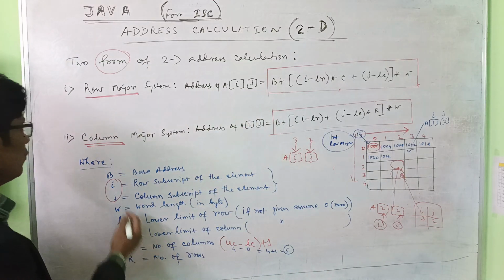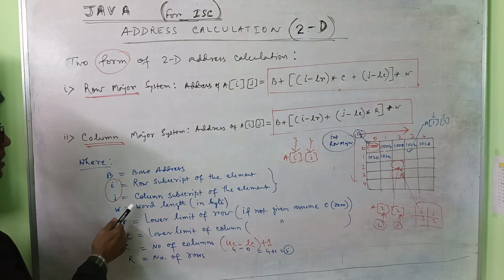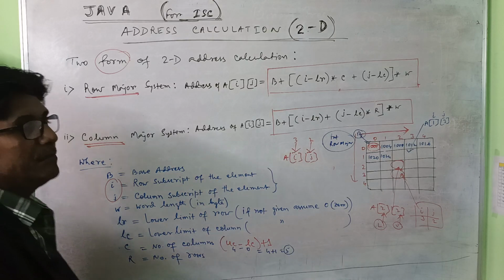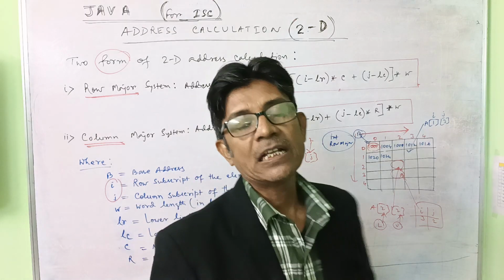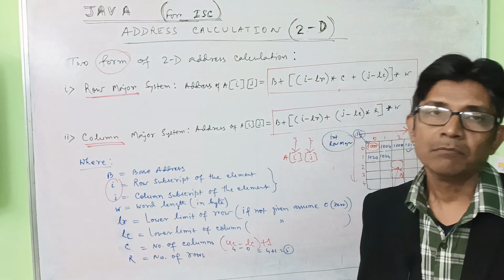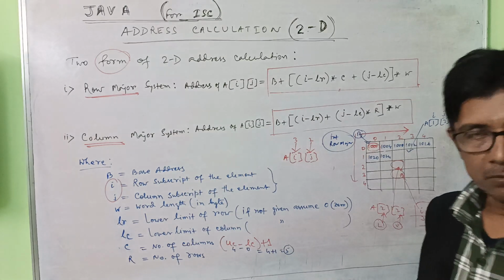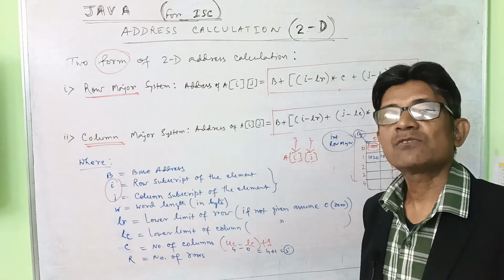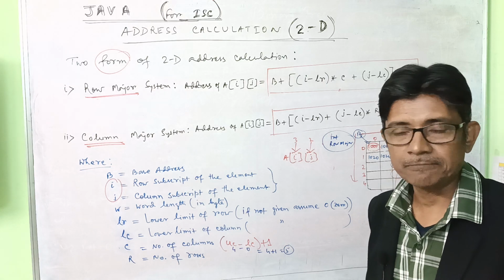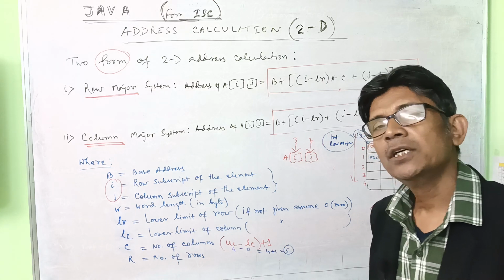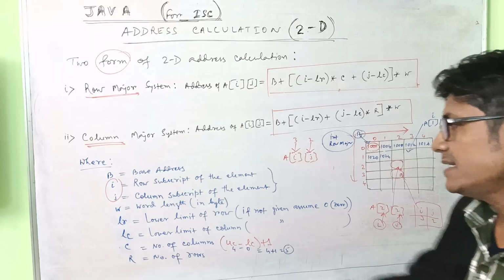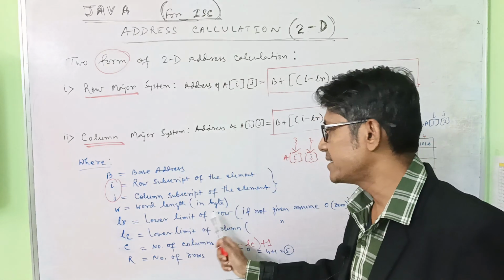In this way we have to understand W, the word length. Word length means in bytes. You are calculating what data type you want to place here: integer, byte, short, long, char. Your array is keeping what type of data, that is the word length in bytes.